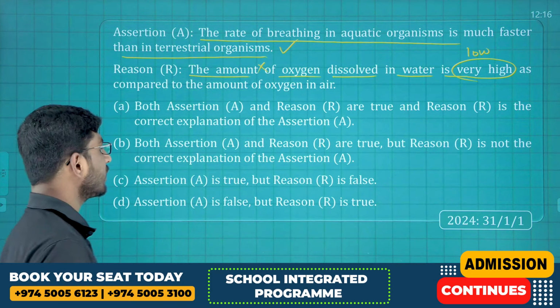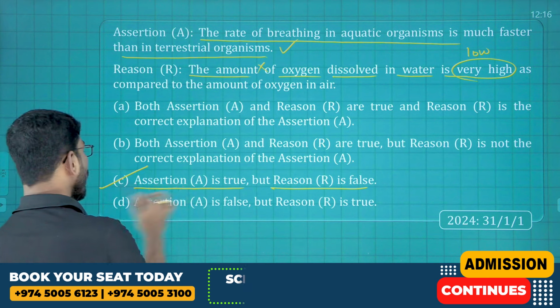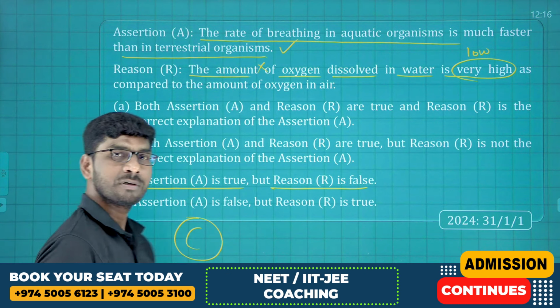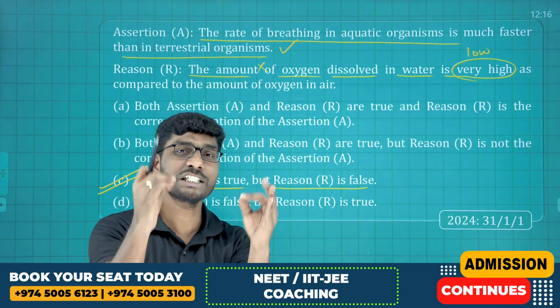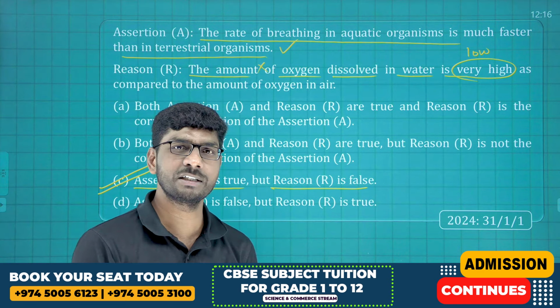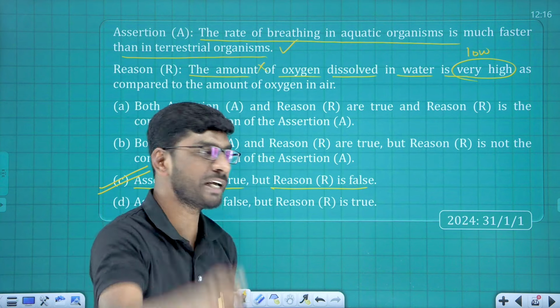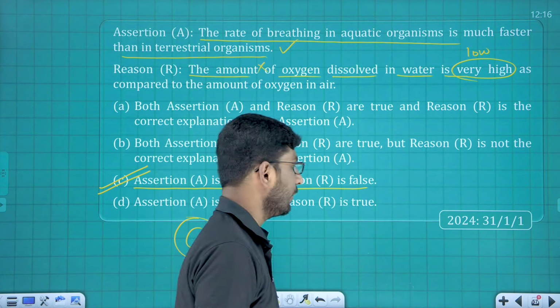So, what is your answer? The answer is assertion is true, reason is false. Option C. That's why I'm showing the NCERT line. These are the most important statements, students. So, all of you underline them, and before the examination, thoroughly see the NCERT textbook. Next question.